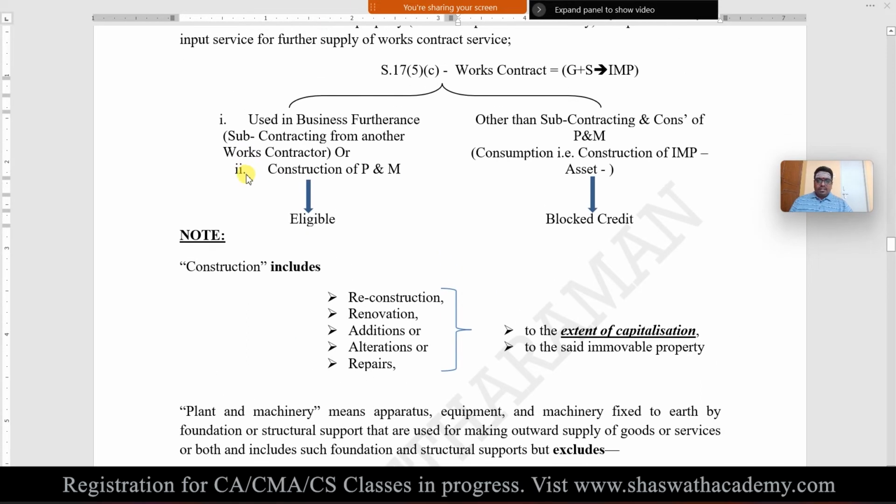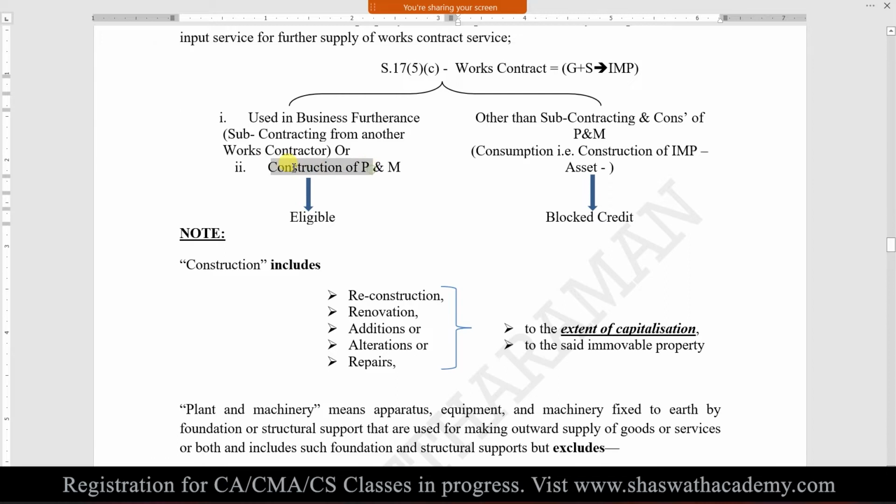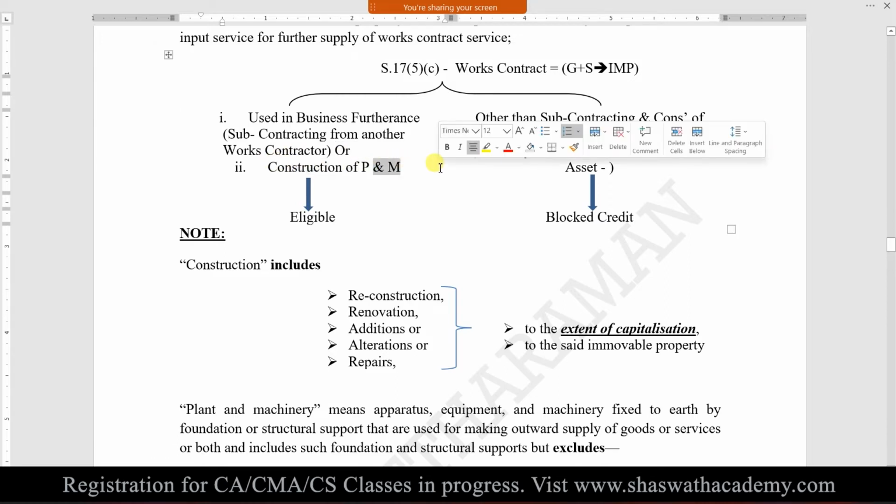My dear, let's start with 17 subsection 5 works contract. Keeping it very simple, if works contract is used in the furtherance of business, or if it is used for the construction of plant and machinery, my dear brothers and sisters, then it is eligible. Here is where the question comes in.